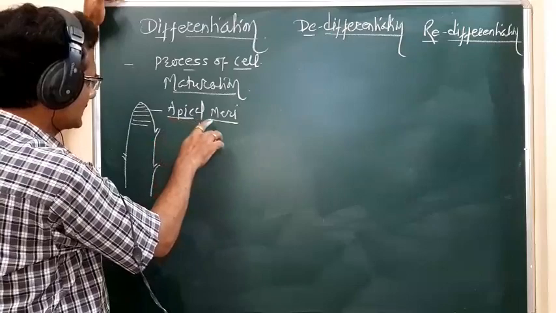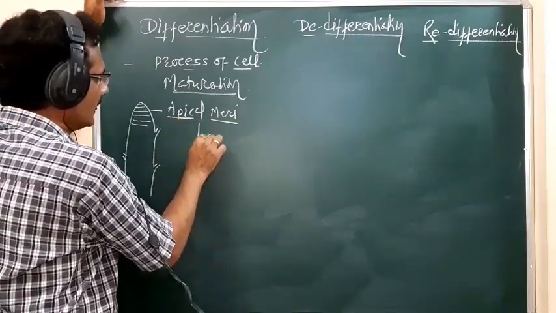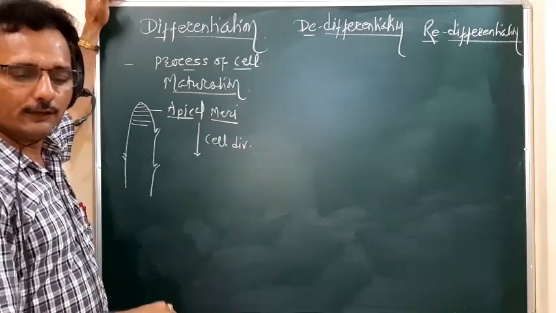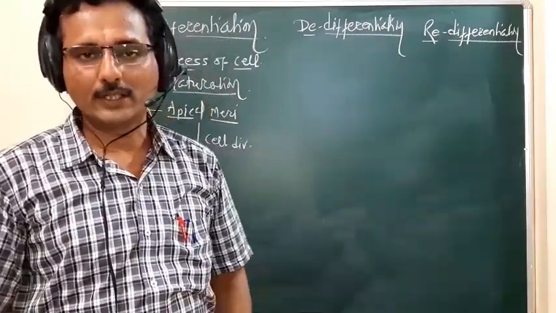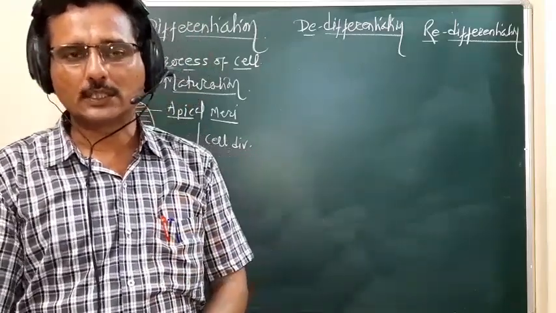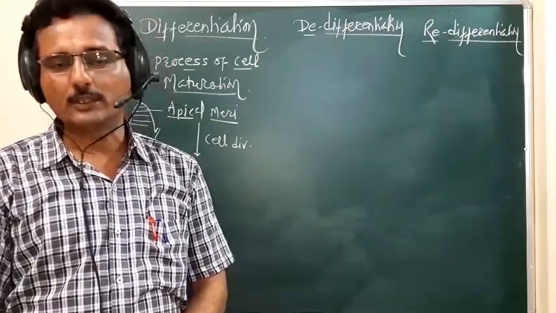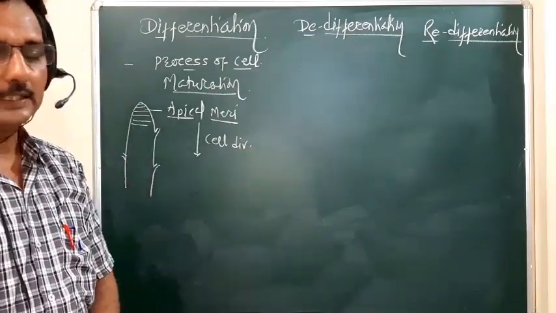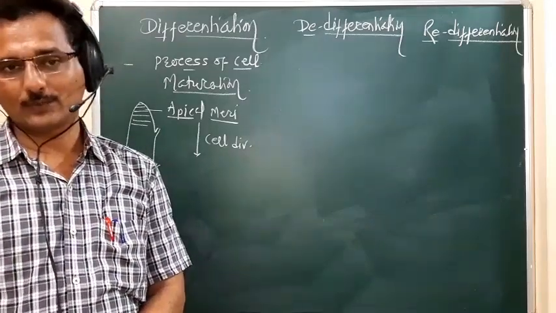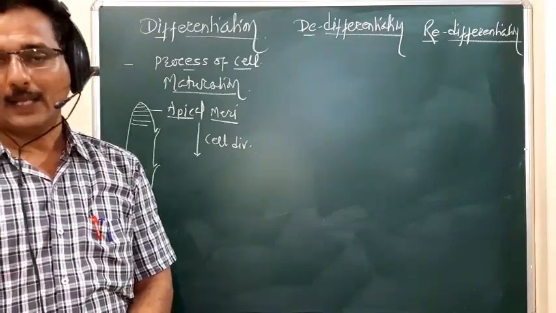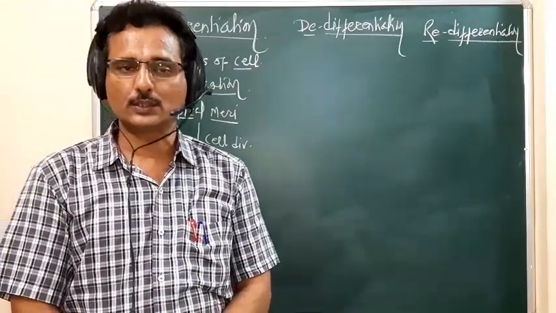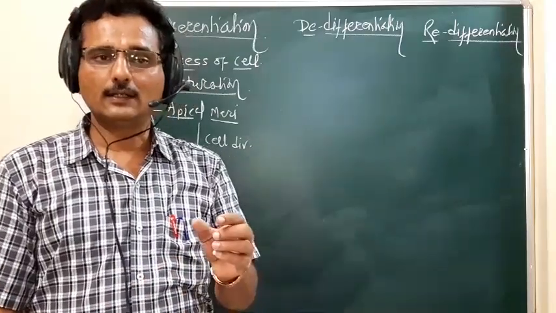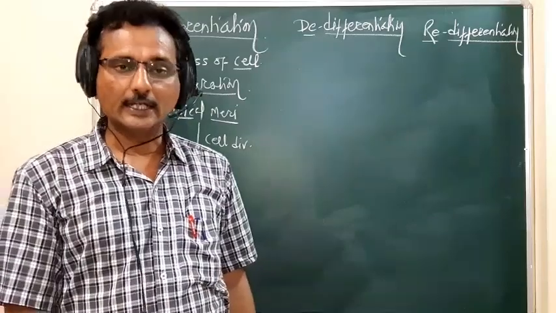Means here the cells are formed from the apical meristem through the cell division. You are aware of that. And there is a formation of the various types of the mature cell, in the sense that mature cells show the permanent anatomical and physiological changes, and they attain the final size, shape and form. And when the cells are formed due to differentiation, they are unable to divide further, in the sense they attain their maturity. It is called as a differentiation.